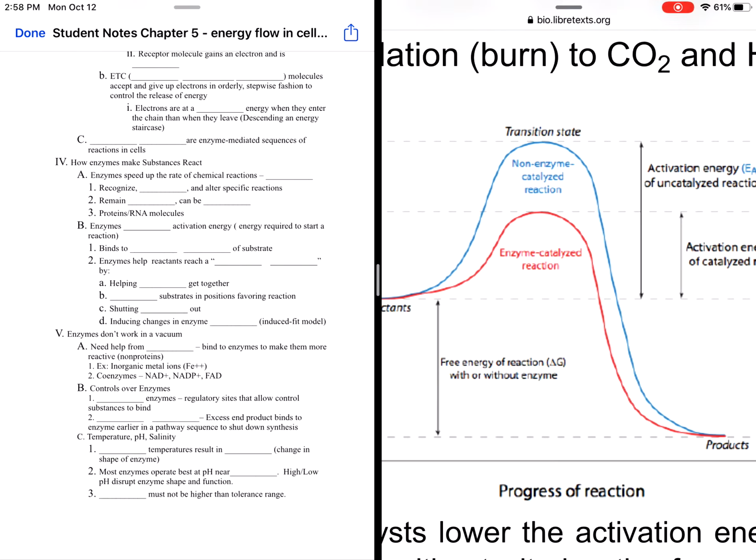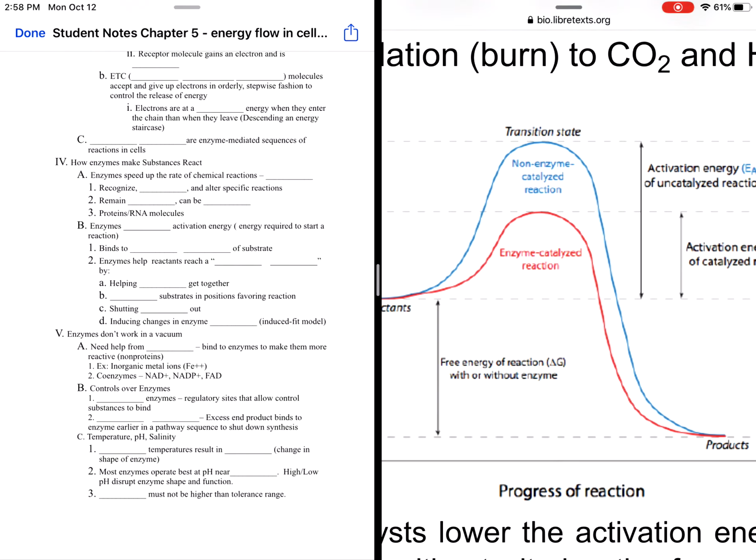Other things that can affect how enzymes work are temperature, pH, and salinity. So high temperatures can result in denaturation, which is a change in shape of an enzyme. Remember, enzymes are proteins, and as proteins get heated, they can change shape, or denature. So a high temperature, such as boiling something, might cause denaturation of the enzyme.